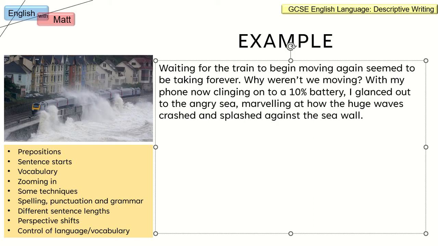So an examiner would look at that and say, crashed and splashed, they're quite violent verbs, but they also are quite sibilant. They've also got that hissing S sound, which an examiner or a reader might say represents the sound of the sea hissing. You can almost hear the sea hissing here, and the strong wind of this storm.